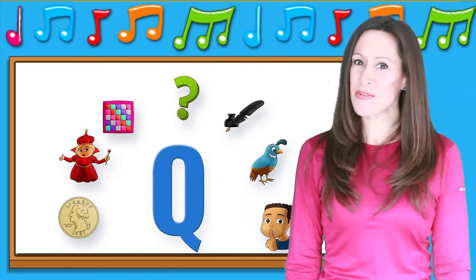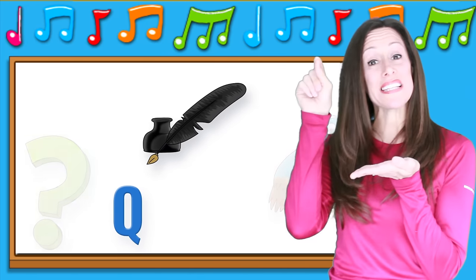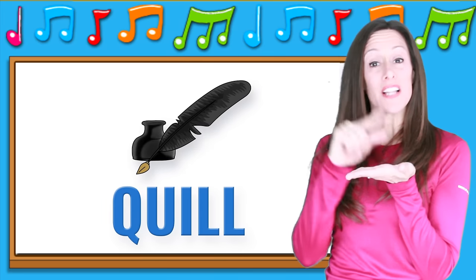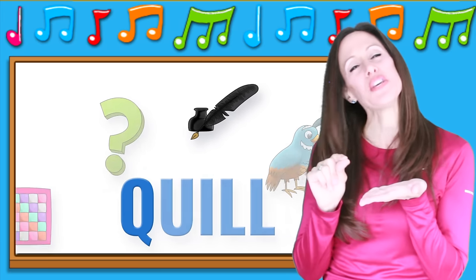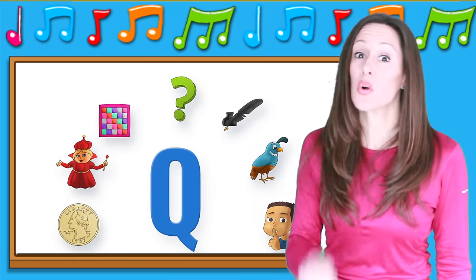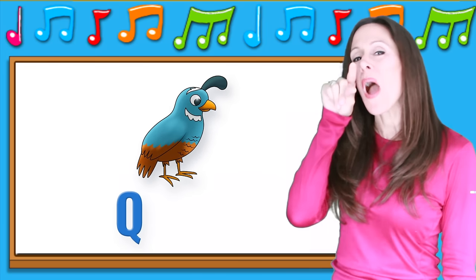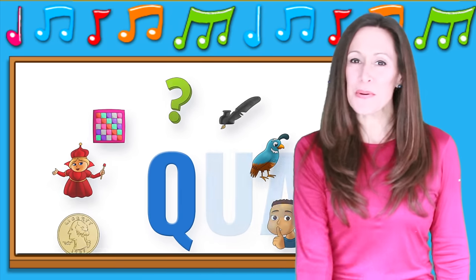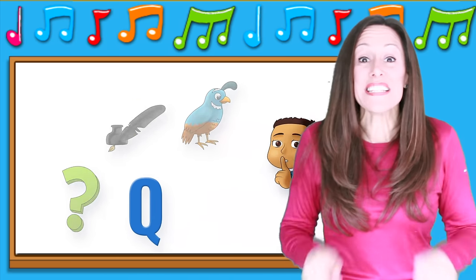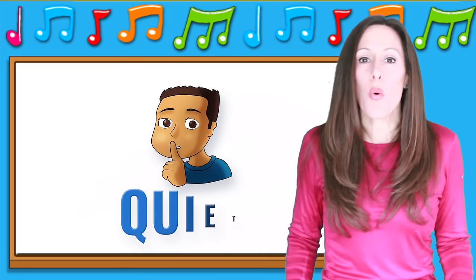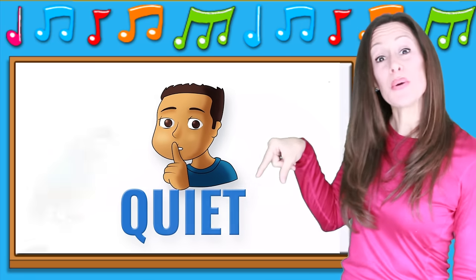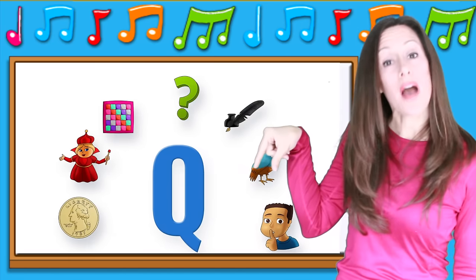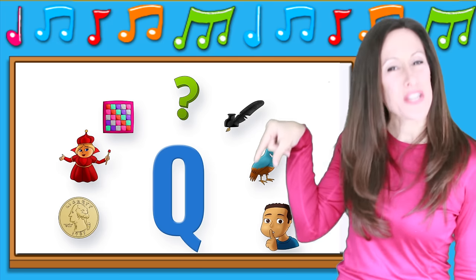Q is for qua, qua, quill. Q is for qua, qua, quail. Quail. Q is for qua, qua, quiet. Q is for qua, qua, Q.